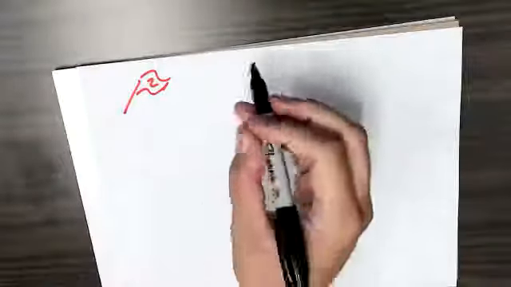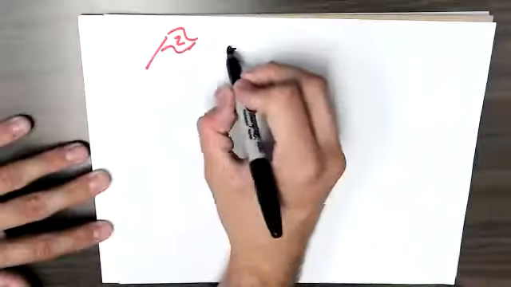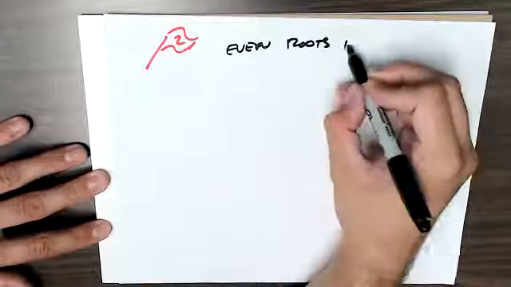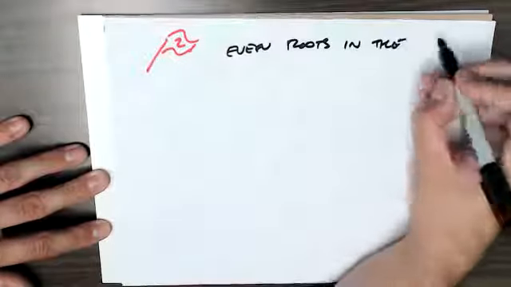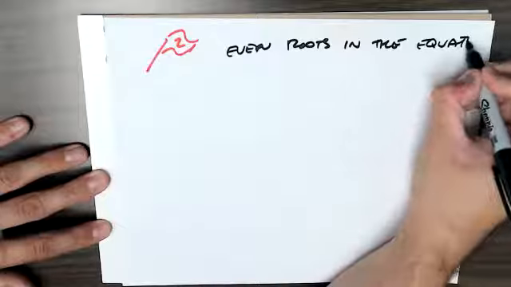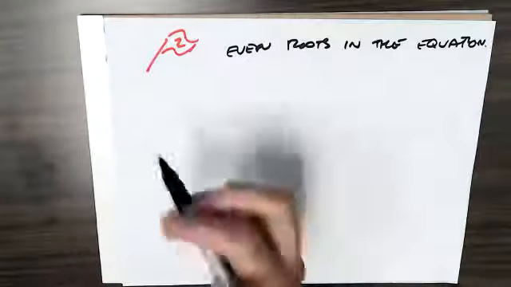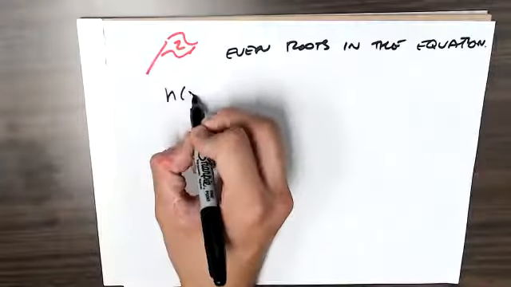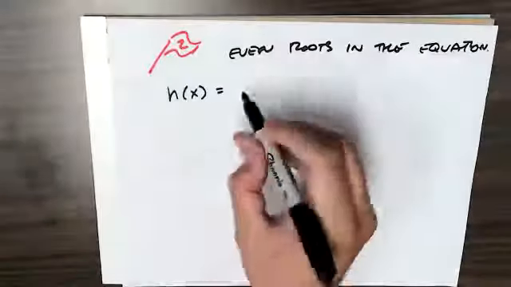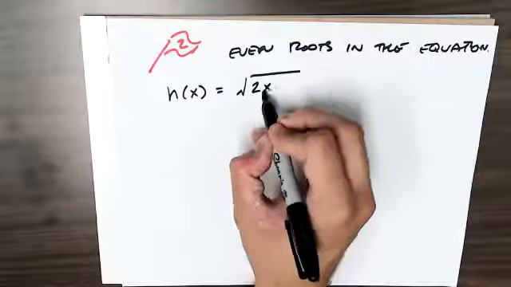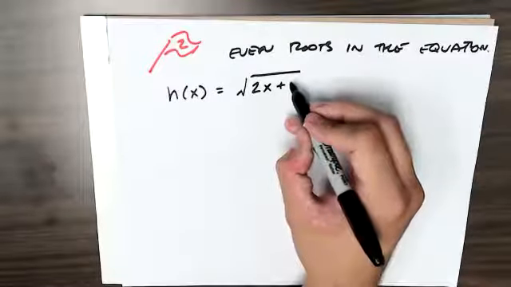The second red flag is even roots, and you can pretty much write square root if you wanted to, but even roots in the equation. I'll give you an example of this. If I had h of x and it equals, let's say, the square root of 2x plus 5.